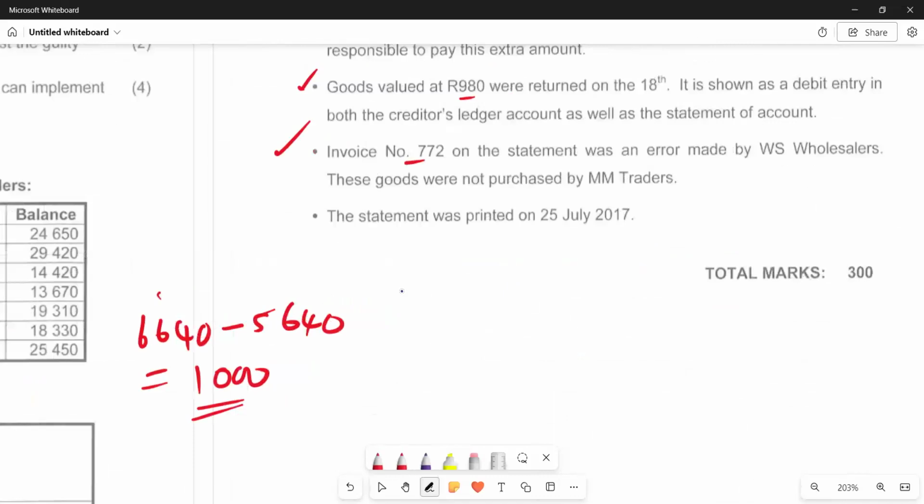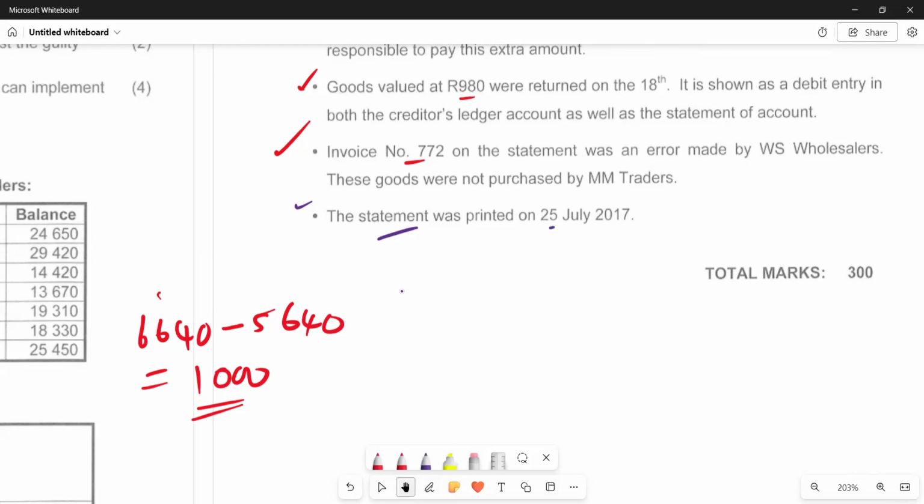And then I think we are now going to look at the last point that we have there, which is that the statement was printed on 25 July. So what does it mean? It means the transactions that transpired after 25 July are not captured on the statement because it was only prepared up to 25, whereas the statement should be prepared up to the end of the month.